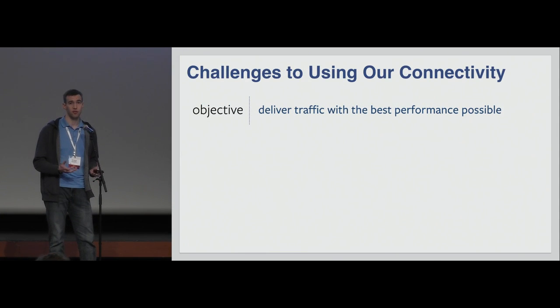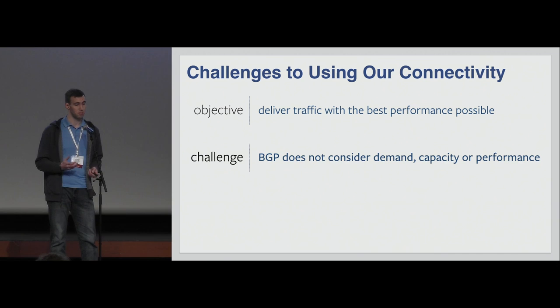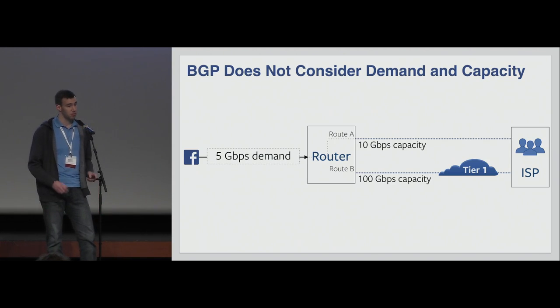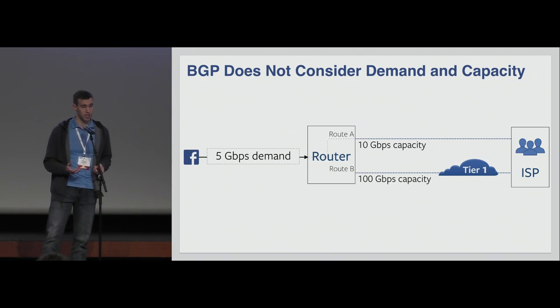So what are the challenges to using all this rich interconnectivity? Well, our key objective here is to deliver traffic with the best performance possible. But the challenge to doing that is that BGP doesn't consider demand, capacity, or performance in its decision process. So let's take a look at what problems that creates.